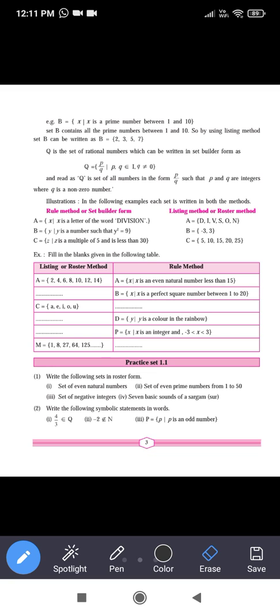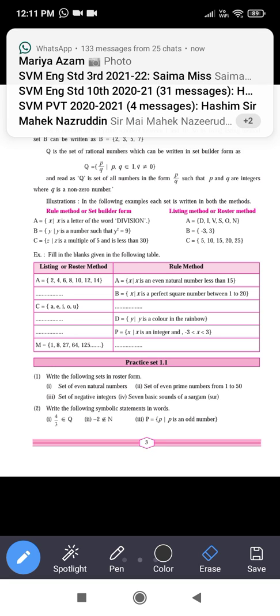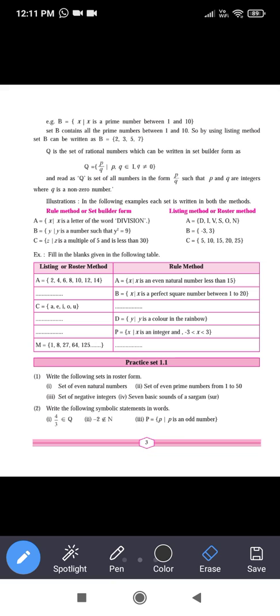So what is written in the rule method? Set A is the set of all x. Now in place of 2, 4, 6, 8, 10, 12, 14, x is written. In place of all the elements, x is kept. And x is an even natural number less than 15. Natural numbers smaller than 15 that are even.